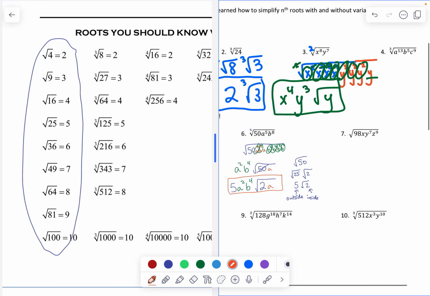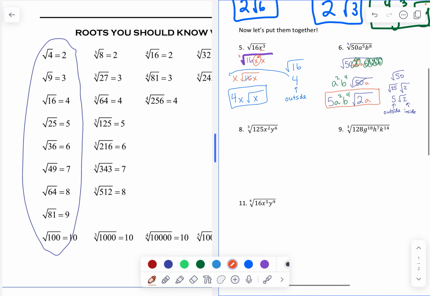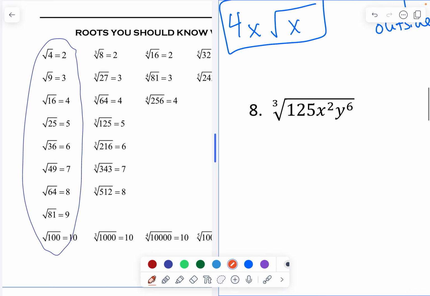You can do 7 if you want. It's just another square root. I am going to go to number 8.